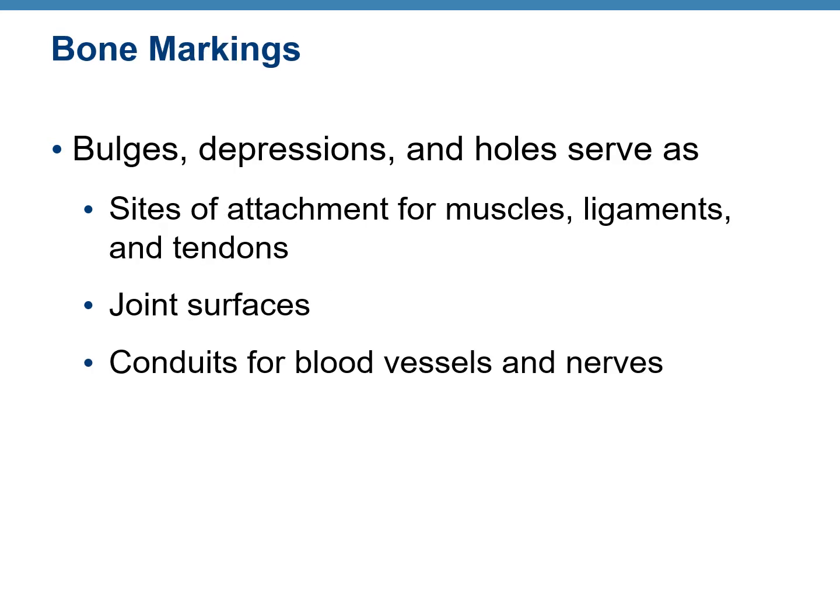Bone markings: we have bulges, depressions, and holes, and all these parts of a bone serve as sites of attachment for muscles, ligaments, and tendons. Also they are on the surface of the joints or serve as conduits for blood vessels and nerves. Bones have lots of different markings, and we need to know them to understand where muscles, ligaments, and tendons are attached. Also, we need to understand what blood vessels and nerves are passing through, maybe some holes in the bone. But we will talk more about bone markings in our lab.